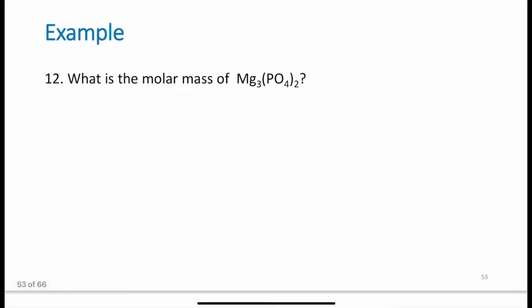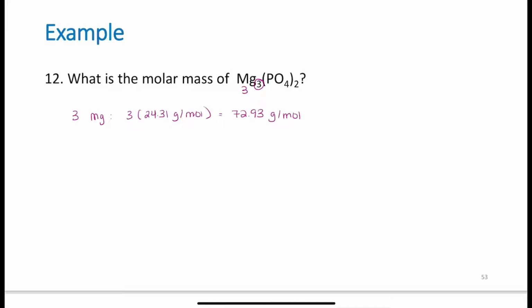What is the molar mass of magnesium phosphate? Mg3(PO4)2. This 3 down here means I have 3 magnesiums, which means 3 times 24.31 grams per mole. Again, that's 24.31 straight from the periodic table. It's the atomic mass of magnesium. This gives me 72.93 grams per mole.